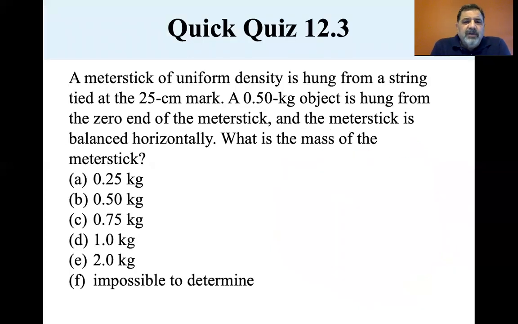Okay, a meter stick of uniform density is hung from a string tied at the 25 centimeter mark. A 0.5 kilogram object is hung from the zero end of the meter stick, and the meter stick is balanced horizontally. What is the mass of the meter stick?